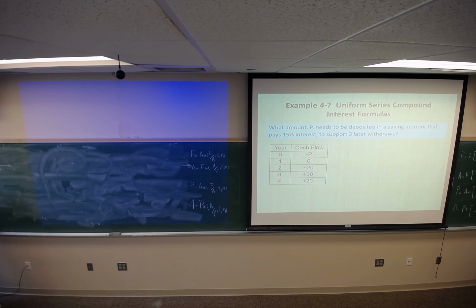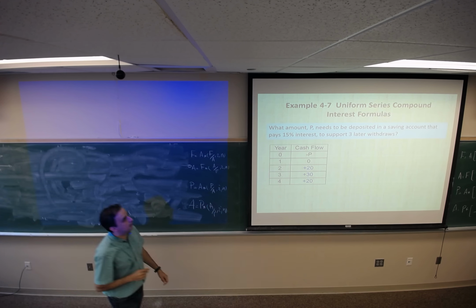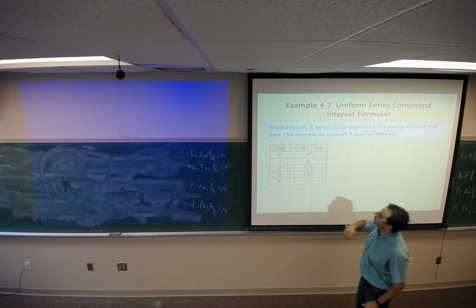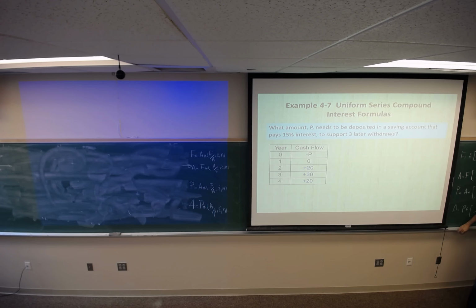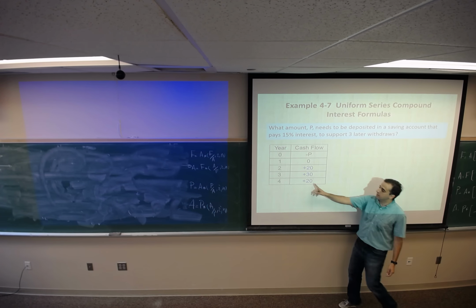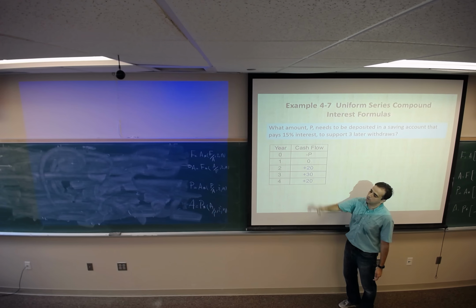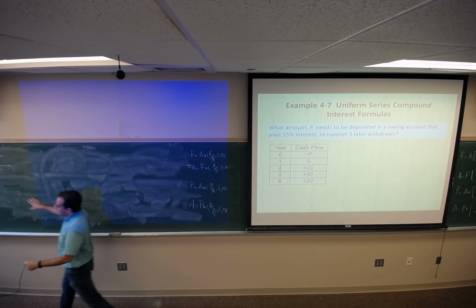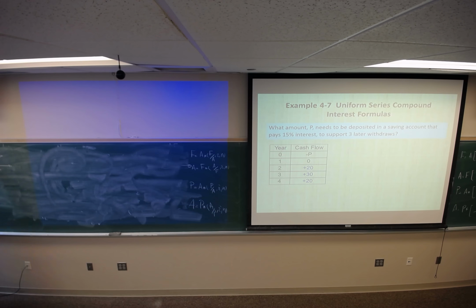$20 you want to withdraw, $30 and $20. The question is how much should we deposit to the account which pays you 15% interest to be able to withdraw this. If the interest rate was 0, you could say 20 plus 30, 50 plus 20, 70. If you just put $70 with no interest, you can withdraw $20, $30, and $20. But the money has time value, so you can deposit less to get benefit of the interest.